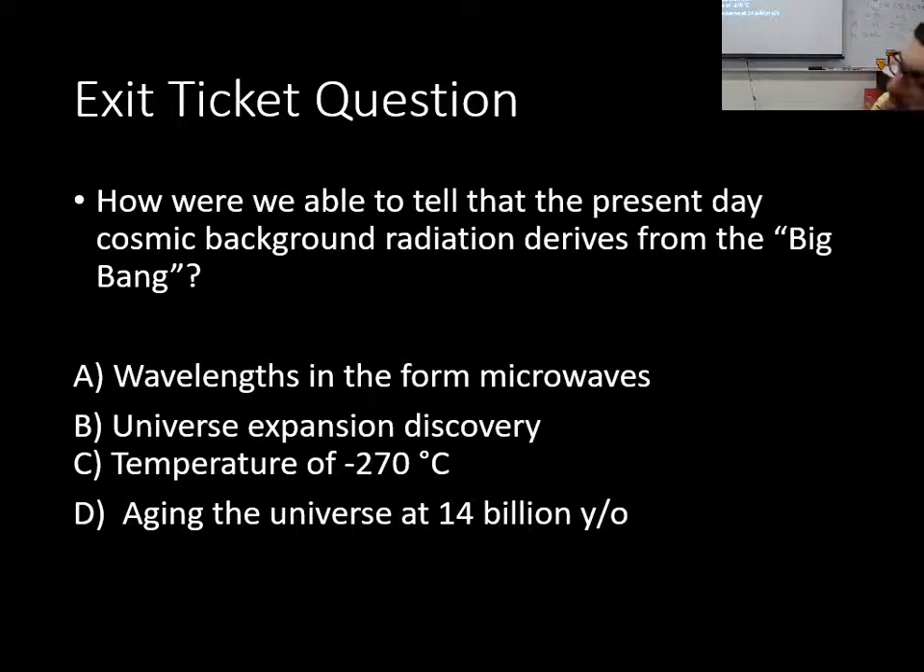B, the fact that the universe is expanding. C, the temperature of negative 270 degrees Celsius, so the fact that they're really cold. Or D, the fact that the universe is 14 billion years old. Okay, so go ahead and give me your best answer. A, B, C, D. You get 30 seconds, guys, 30 seconds for that participation. Again, which of these best tells us that cosmic radiation is from the Big Bang instead of the sun?